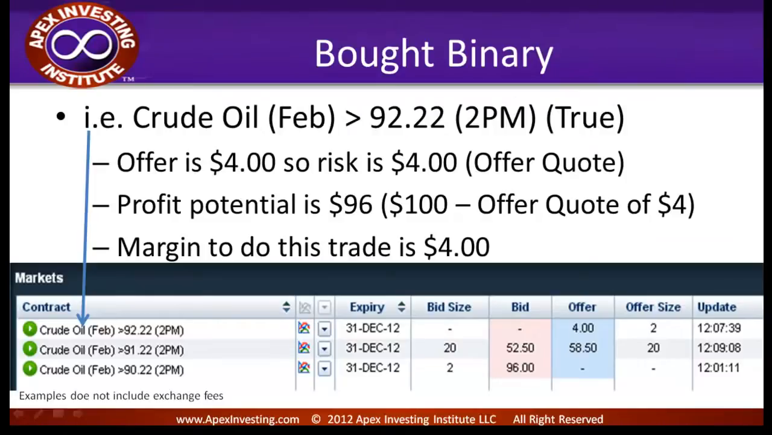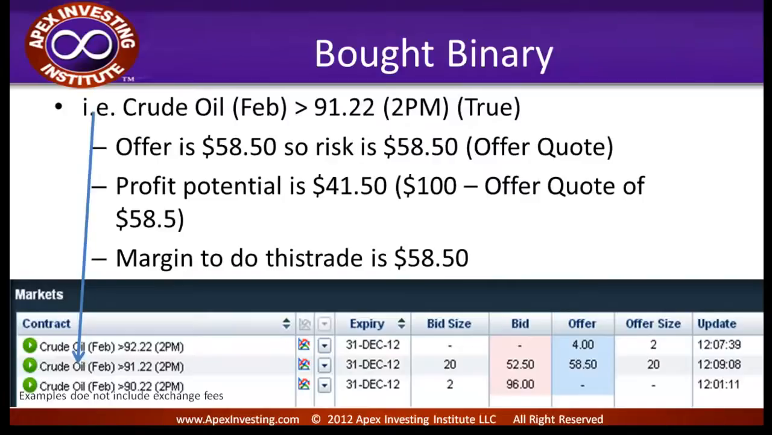Now, if we bought, say, the next binary down, and again, by buying it, we're saying the statement is true. We're saying that crude oil futures contract February will be greater than $91.22. Well, the offer on this contract is $58.50, so therefore that is the risk, and our profit potential is $100 minus the risk, or $41.50. The margin, again, will be the risk, so the margin of this trade is $58.50.